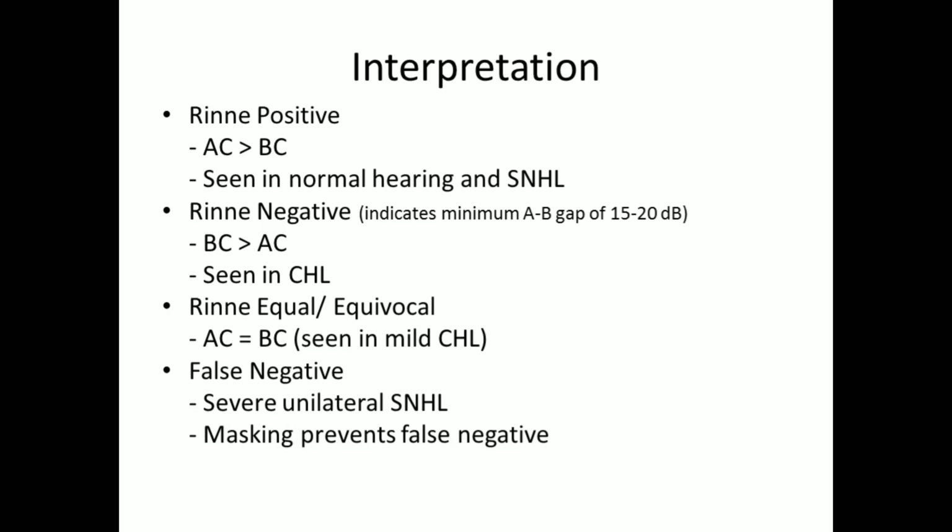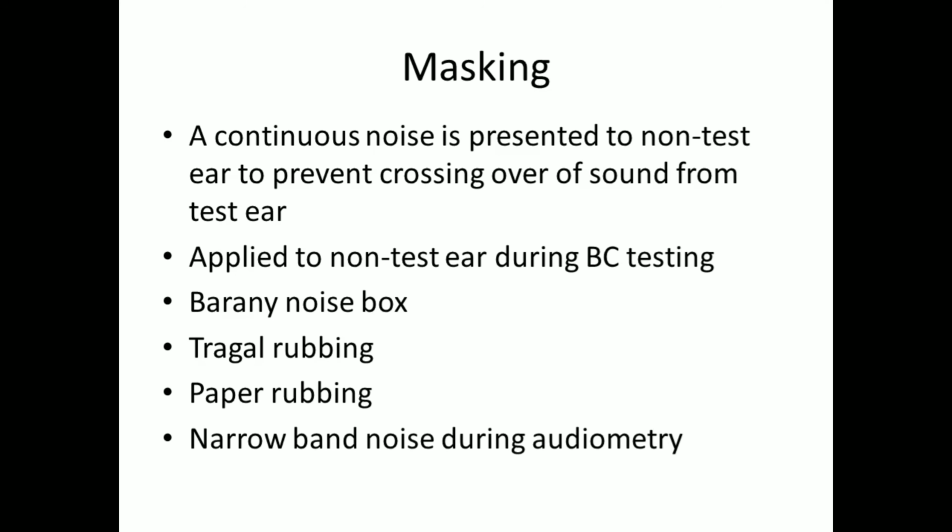So to prevent this phenomenon, there is a procedure which is called masking. So by masking, we can prevent false negative, and also by doing Weber test, we will be able to know that this patient is having sensorineural hearing loss and not conductive hearing loss. So what is masking? In masking, a continuous noise is presented to the non-test ear to prevent crossing over of the sound from the test ear, and it is applied to the non-test ear during the bone conduction testing. So masking should be done for all bone conduction testing.